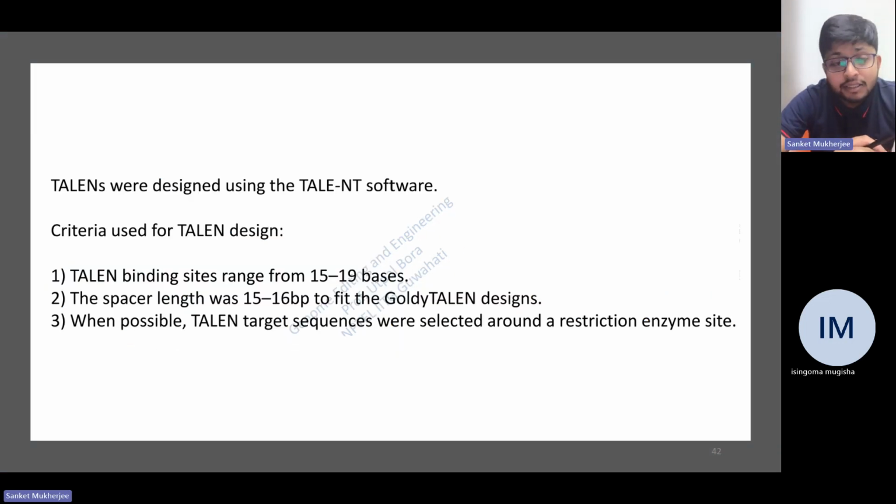Now, TALENs were designed using the TALE-NT software, and the criteria were that the TALEN binding sites range from 15 to 19 base pairs. The spacer length was 15 to 16 base pairs to fit the Golden TALEN design. And when possible, TALEN target sequences were selected around a restriction enzyme site.